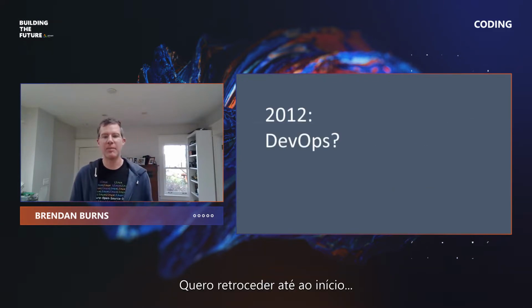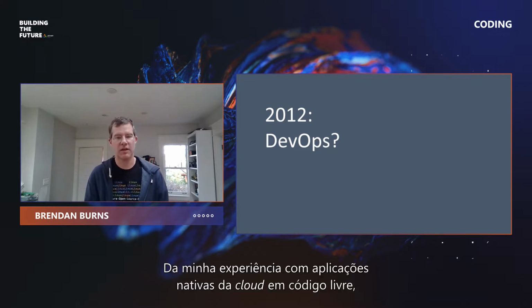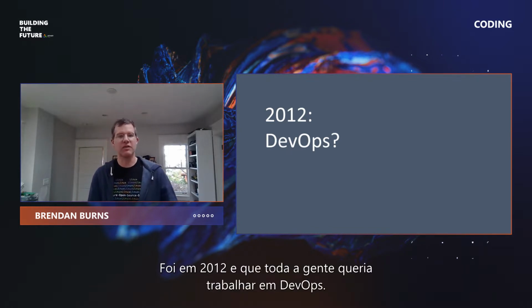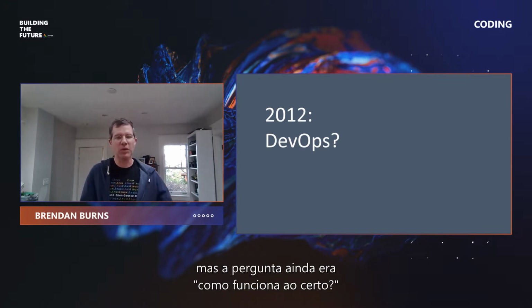I wanted to take a step back to the beginnings of my experience with cloud native open source, which was the precursors to the development of the Kubernetes open source project. That was in 2012, when I think everybody knew that they wanted to be doing DevOps. DevOps had been out there for a while. There were some meetups and conferences happening, but people were still saying, how do I exactly do this?